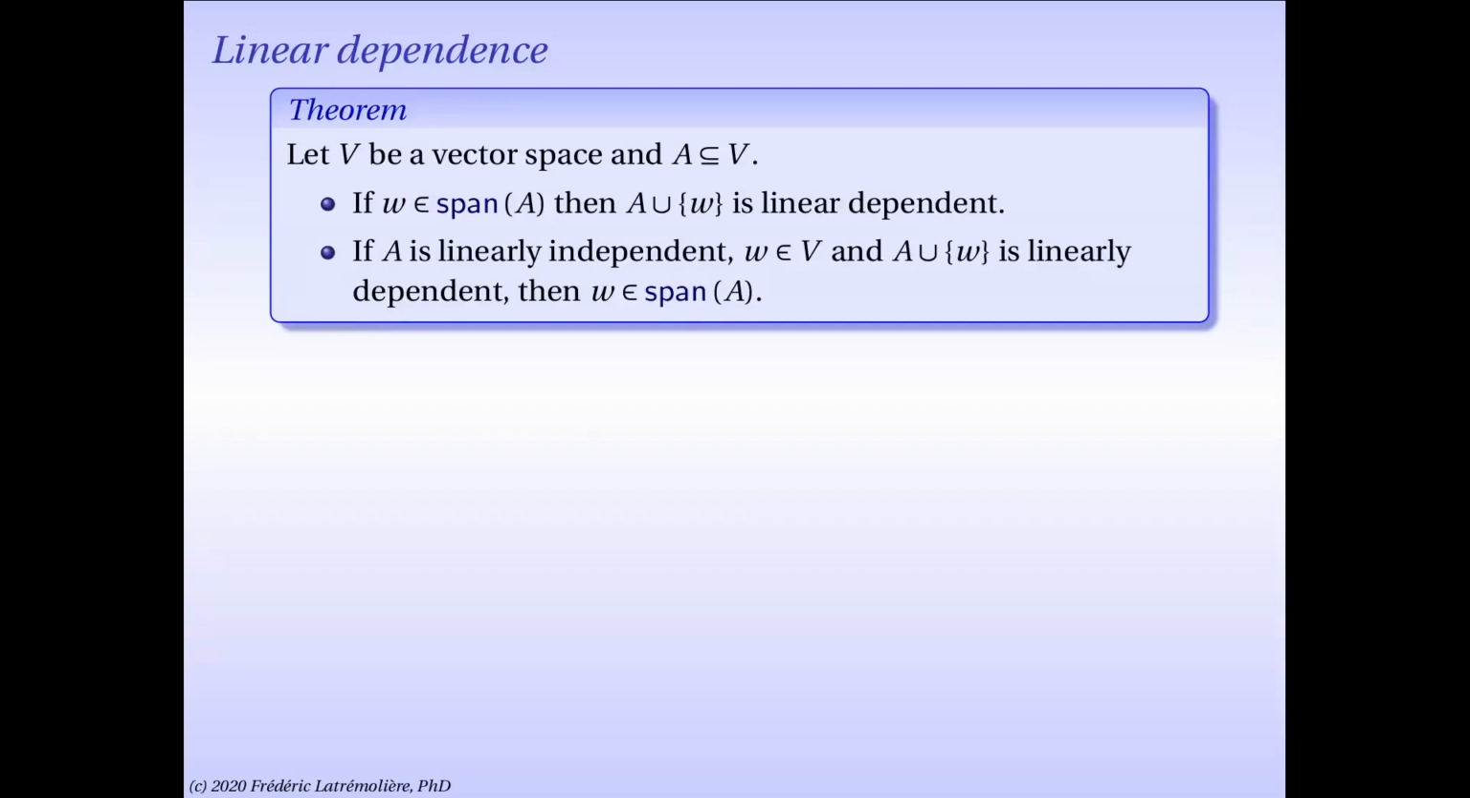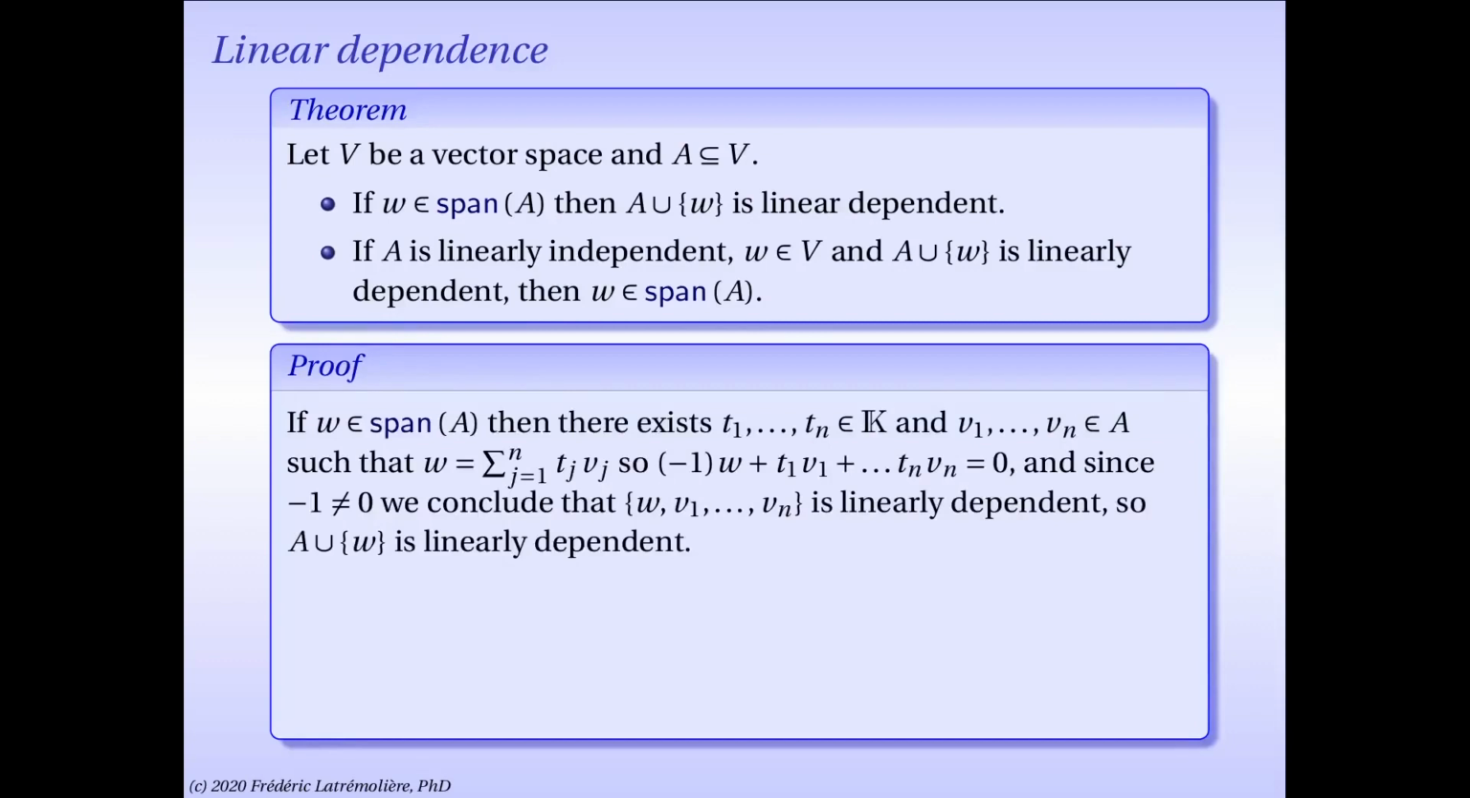Moreover, if your set A is linearly independent, and you pick an arbitrary vector omega such that when you form the union of A with the singleton omega, suddenly the set becomes linearly dependent, then it means that in fact your omega vector is in the span of A. Okay? So that explains linear independence and linear dependence a little bit more. And let's prove these two statements.